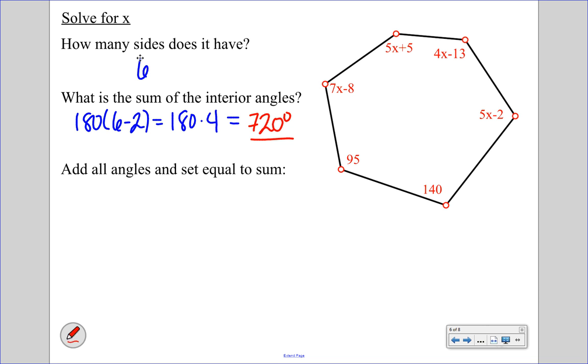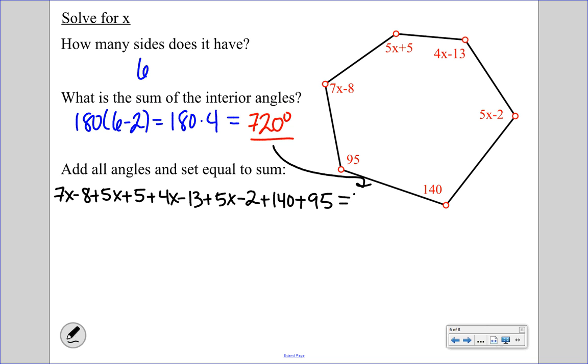So what we're going to do now is we're going to add up all the angles and set it equal to 720. So we are going to start off with 7x minus 8 plus 5x plus 5 plus 4x minus 13 plus 5x minus 2 plus 140 plus 95. And we're going to set it equal to 720 because that is the sum of the interior angles. Our next step is to combine like terms.